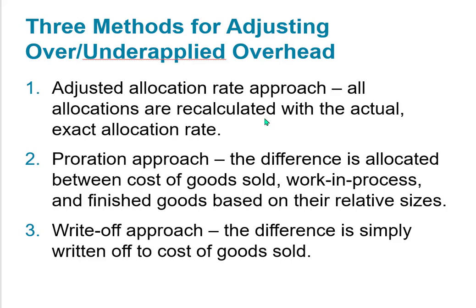A proration approach, the difference is allocated on a prorated basis between where the inventory is, okay? So it goes into cost of goods sold, work in process, and finished goods. Okay, based on relative sizes, which is pretty straightforward. You just make a ratio out of it. And under this approach, the cost can be allocated based on the amount of manufacturing overhead in each account, or on the basis of the balances. Okay, or you could just write it off. You could just take the over/under allocation and adjust cost of goods sold. To me, that's the way to go.